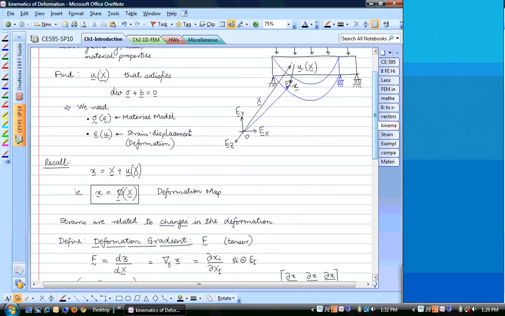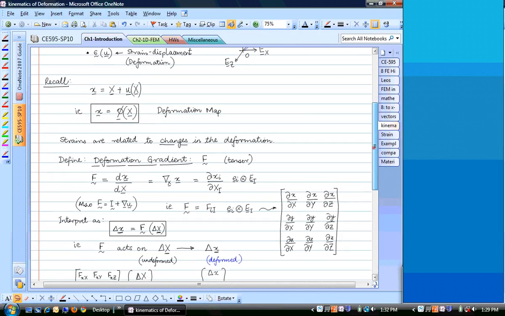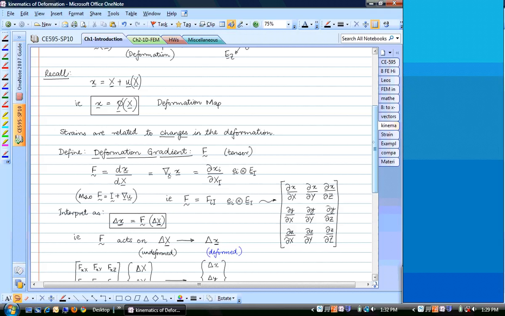So last time also we introduced this thing called the deformation map. All that it says is that if you know the position of some point in the original configuration, where does it go? So that relationship captures the deformation map. And we talked about how strains are related to the changes in deformation. So the first measure of the changes in deformation is this very important measure called the deformation gradient, F. And as I mentioned here, F is a tensor.